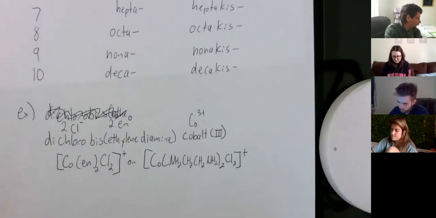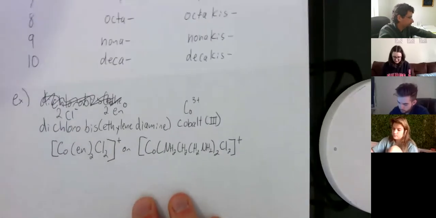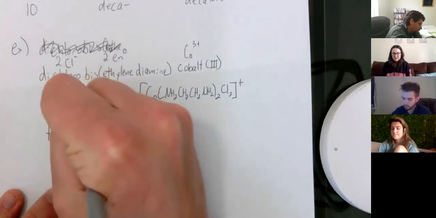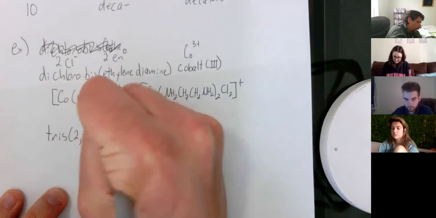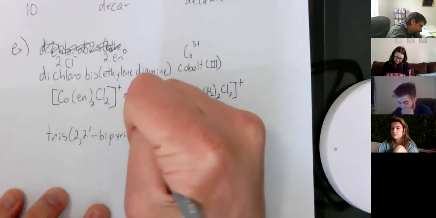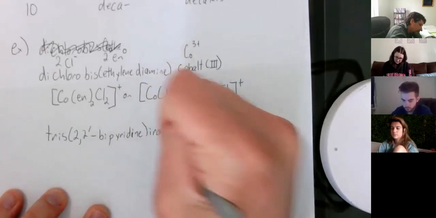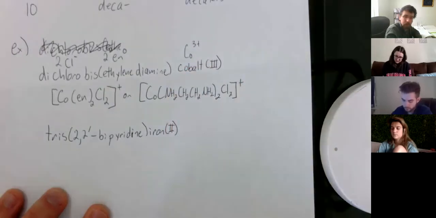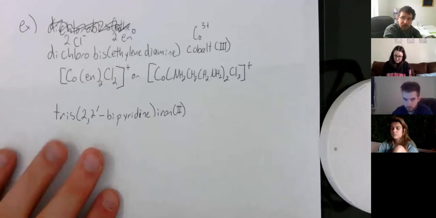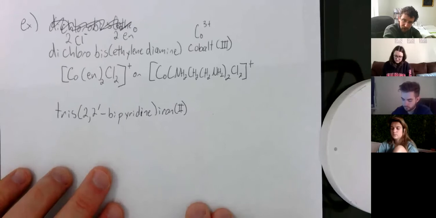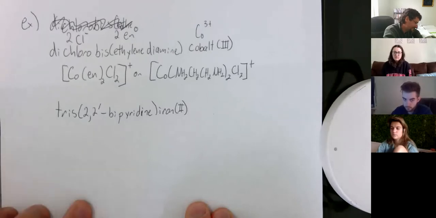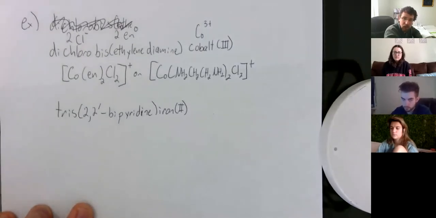So I'll show you another example. So tris(2,2'-bipyridine)iron(II). So this one again is a charged complex by itself. So what's this one going to look like?